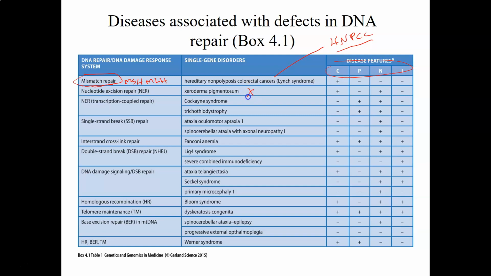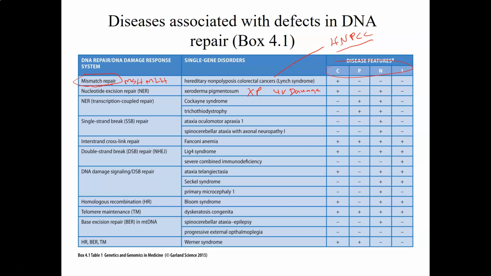Xeroderma pigmentosum is XP. This is a problem with nucleotide excision repair, and so that means they can't repair UV damage. We'll show you some pictures of this, but this shows up in the skin a lot. So when people are exposed to sunlight, DNA damage occurs, in particular those thymine dimers, and then this nucleotide excision repair pathway can't fix them. That's called xeroderma pigmentosum. And then there's all these other problems with different DNA repair mechanisms.